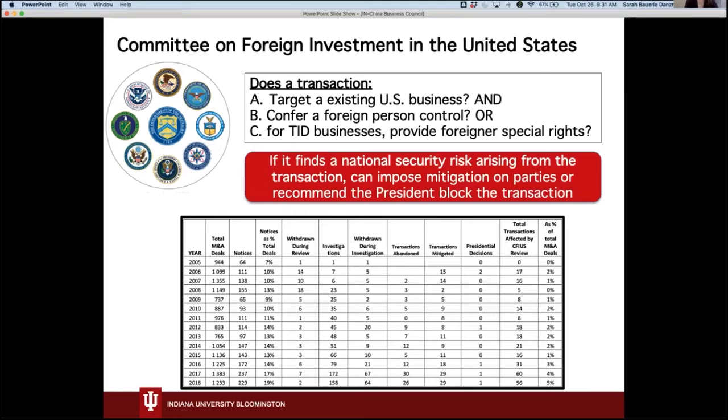There have been only 7 blocks in the history of CFIUS, but there has been a steady rise in transactions mitigated and transactions abandoned in recent years. CFIUS reviews a small but growing minority of total cross-border merger and acquisition deals each year, and only about 5% of all deals are withdrawn, mitigated, or blocked through committee action. So this is an important regulatory body that you have to understand, but it's also not going in and sort of touching every single transaction happening in the US economy.